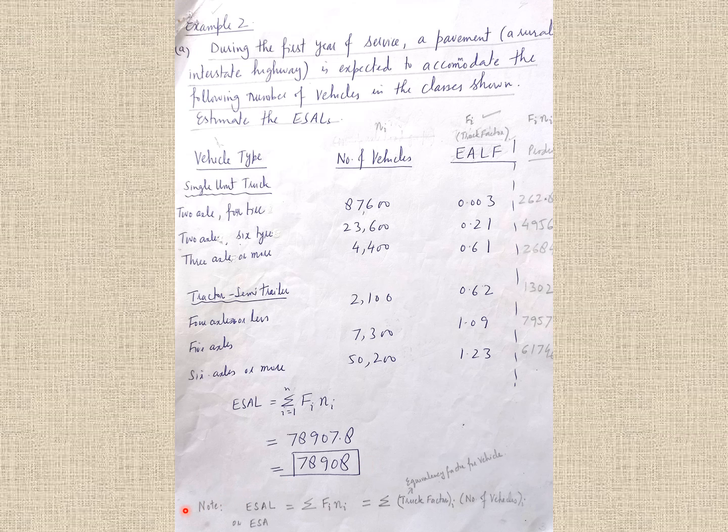Now there is one note which is given over here, that equivalent single axle load is sometimes also called ESA, equivalent standard axles, that is equal to the summation of the product of F sub i and N sub i. And that can be written as the summation of the product of truck factors i into number of vehicles i. And you know the truck factor, that is the equivalency factor for the vehicle.